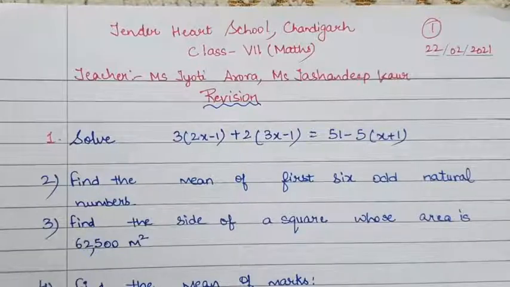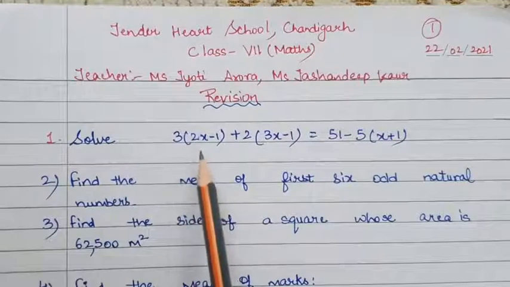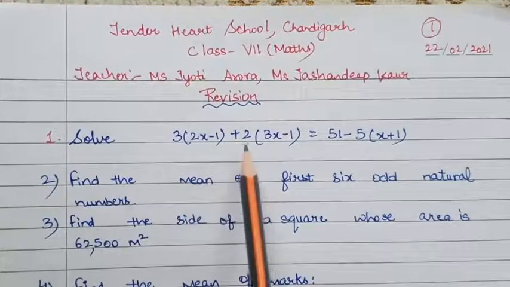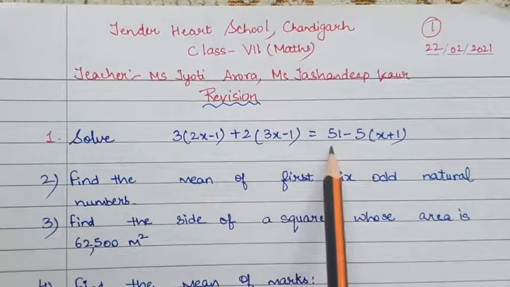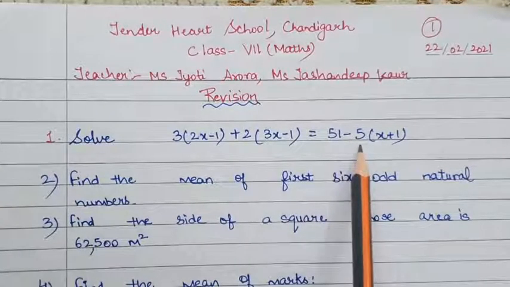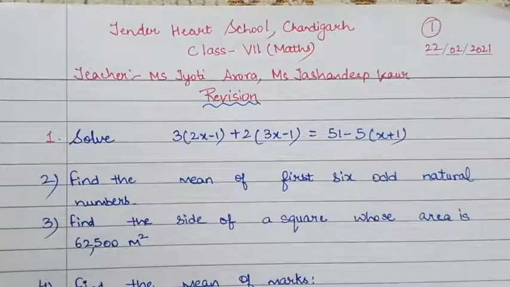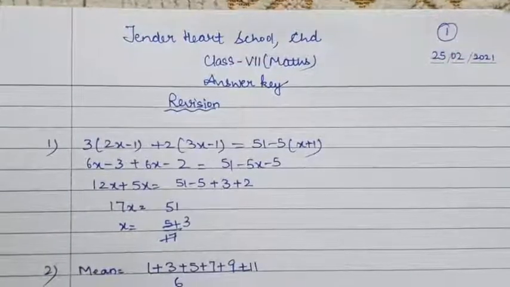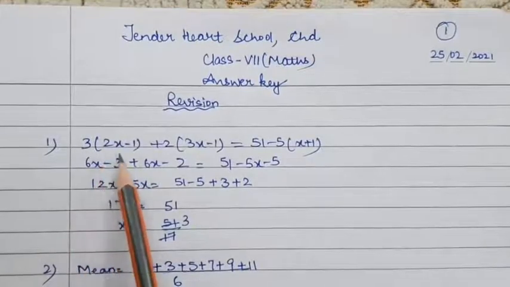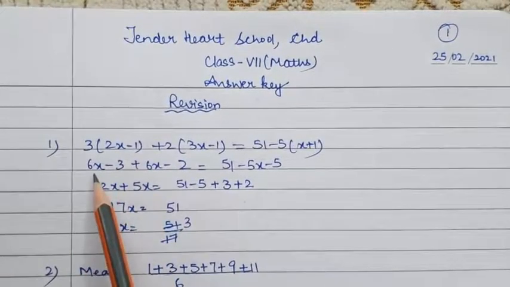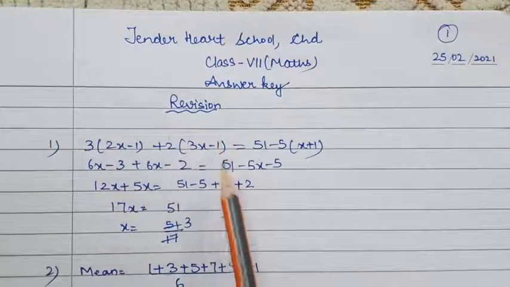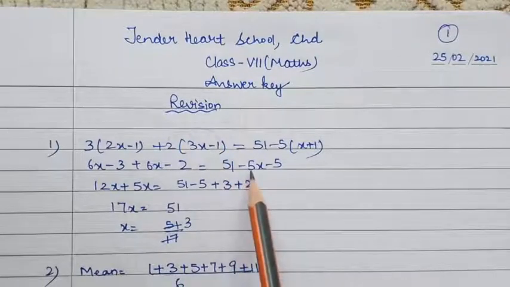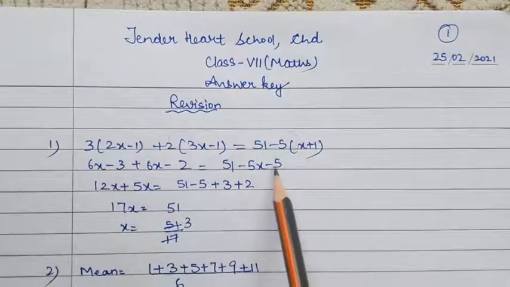2021. The first question is: solve 3(2x - 1) + 2(3x - 1) = 51 - 5(x + 1). So what we will do, first of all, let us open the bracket. We get 6x - 3 + 6x - 2 = 51 - 5x - 5.